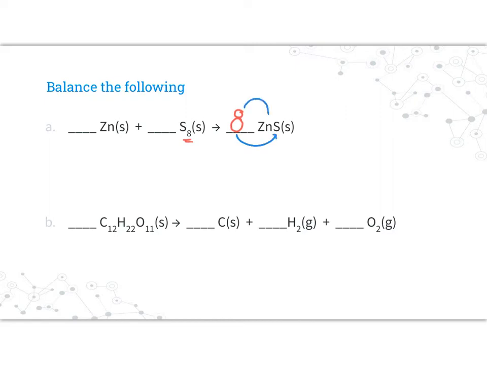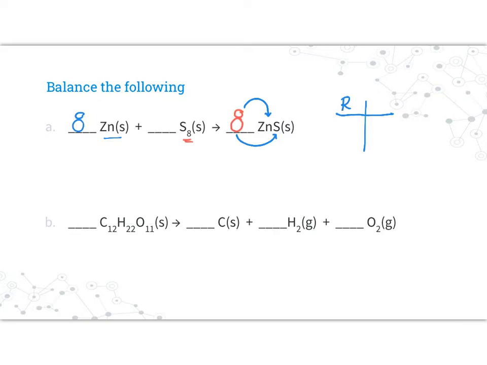But now it changed the number of zincs that I have in my products. So I now have 8 zincs in my products, but only 1 in my reactants. So I need to add an 8 in front of zinc here. To double check, you can always make a table.